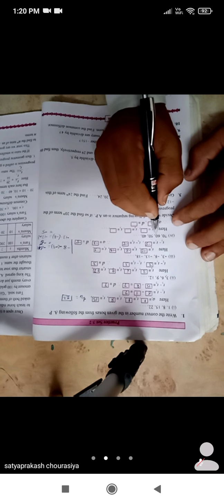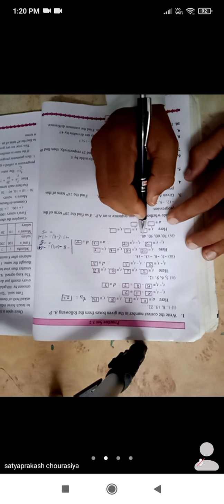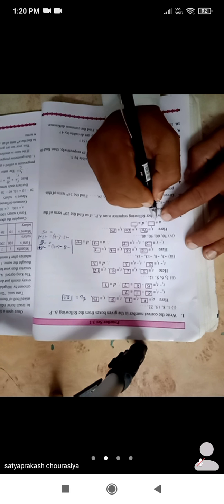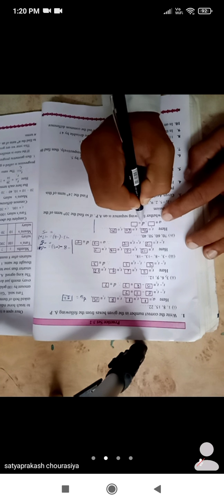70, 60, 50, 40 and so on. Now T1 is 70, T2 is 60, T3 is 50. Okay, so here what is A? So here you have to solve for finding the D, but A is equal to 70 here.